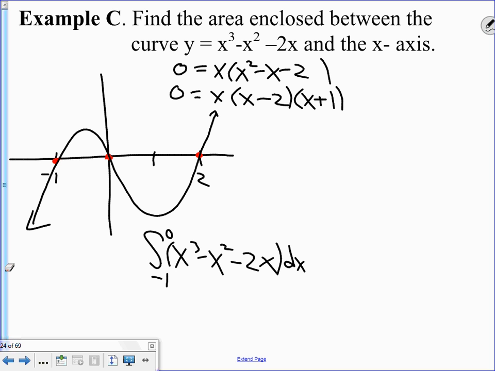Okay. So what we'll do in here, if we want total area, wherever the graph is negative, we'll just switch the limits of integration. That was a good idea.